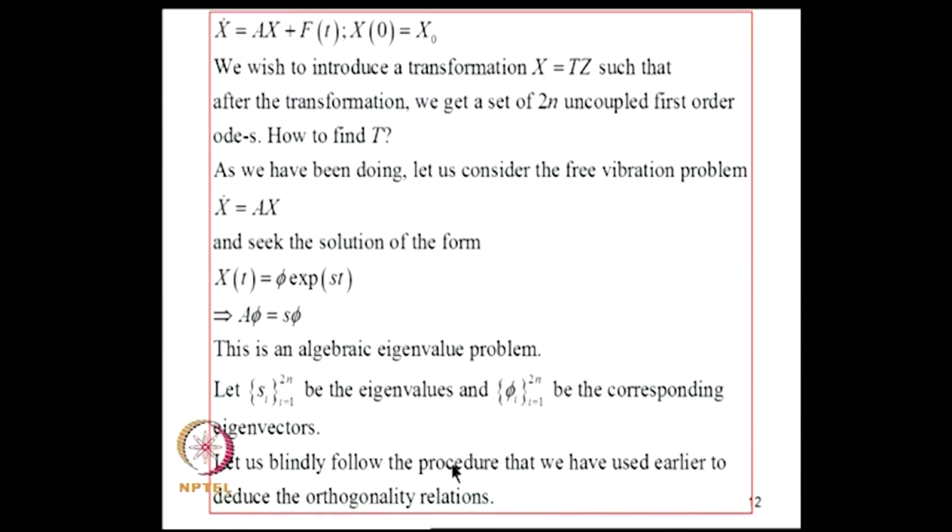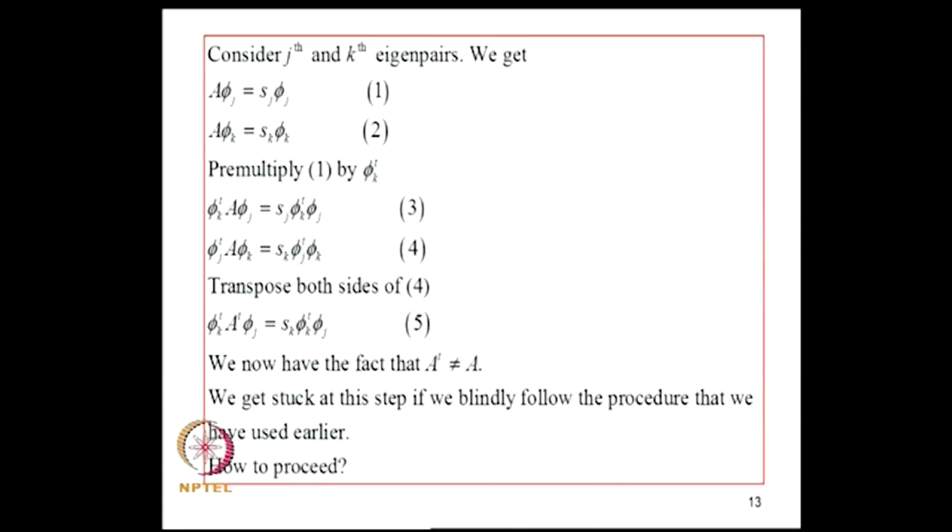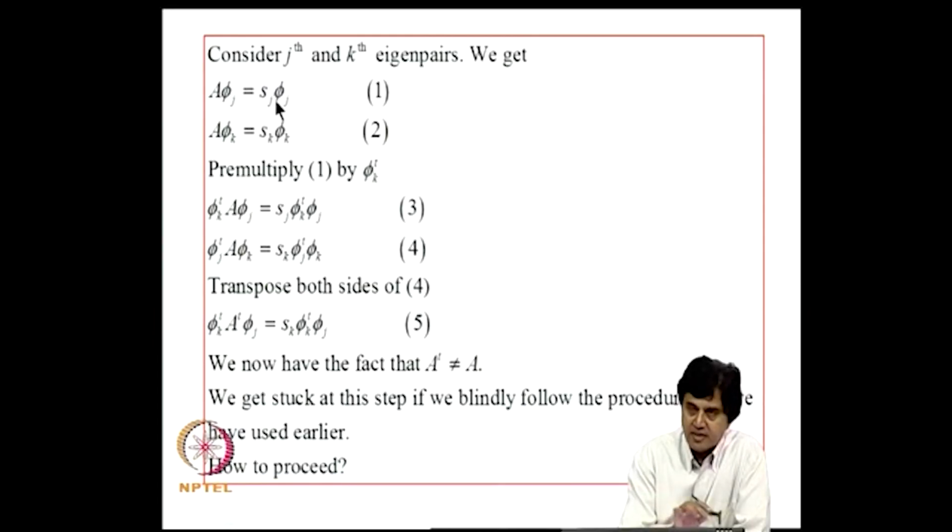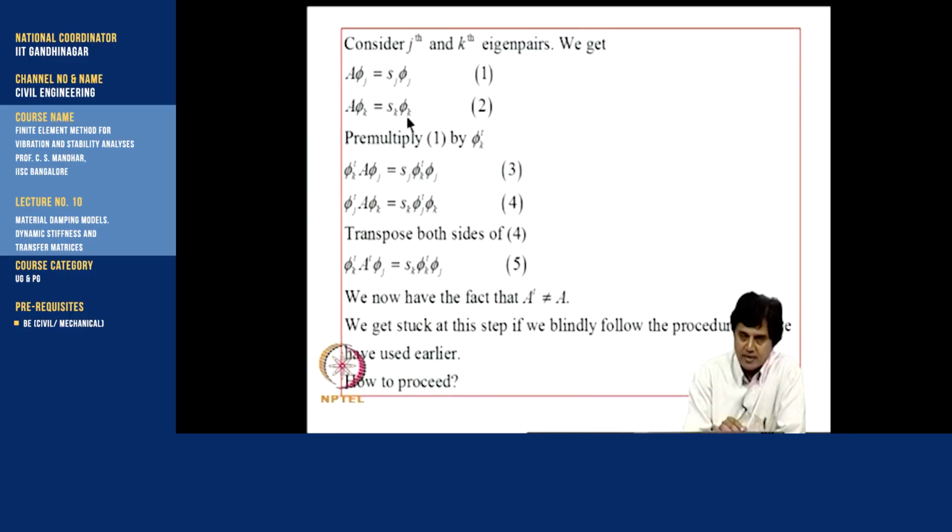Now let us blindly follow the procedure that we have used earlier to deduce the orthogonality relation. So we will just follow the procedure as we have been doing and see where we get stuck, if at all. So let us consider the jth and kth eigenpairs. So the governing equations are A phi j equals s j phi j and A phi k equals s k phi k. So name these equations as 1 and 2.